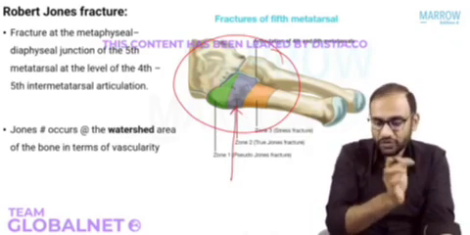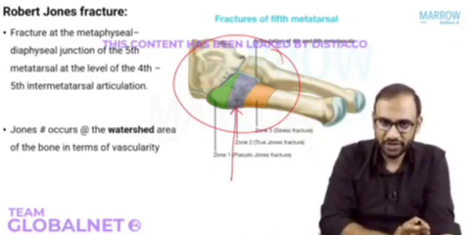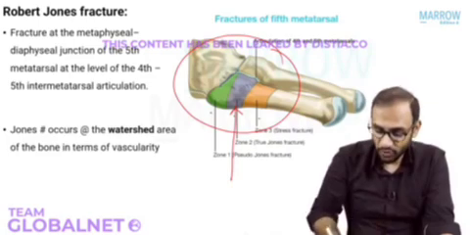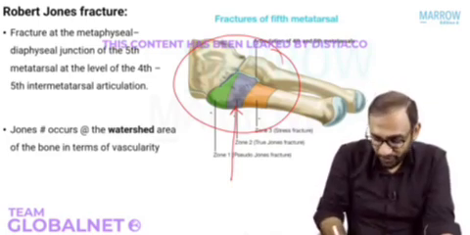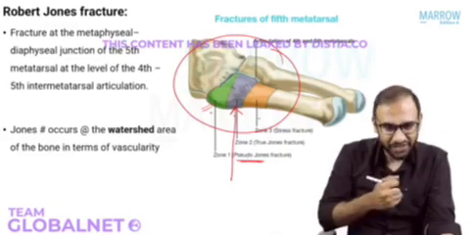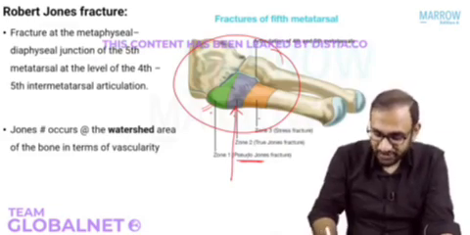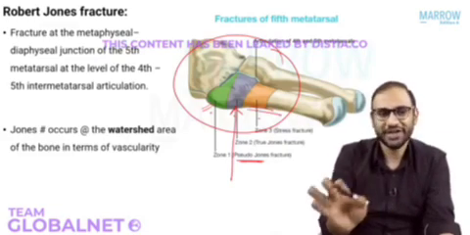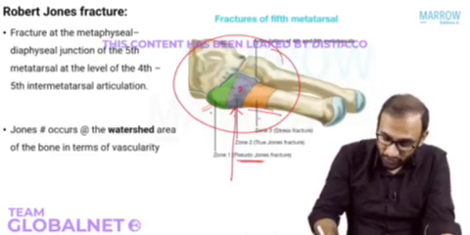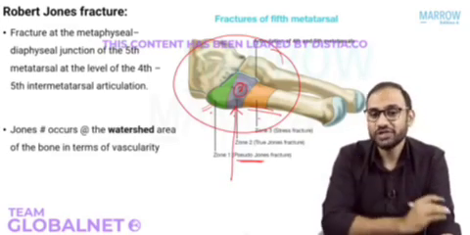Now, the base of the fifth metatarsal, for simplicity of understanding, is divided into three parts. Zone 1, 2, 3. Now, zone 1 fractures are pseudo-Jones fractures. They are essentially avulsion fractures. Zone 3 fractures are stress fractures. We are not worried about them because they are not very common. We are worried about the zone 2 fracture known as the Jones fracture.